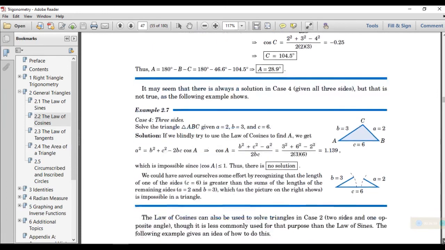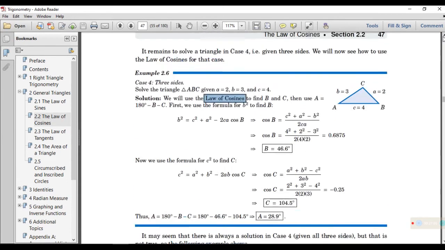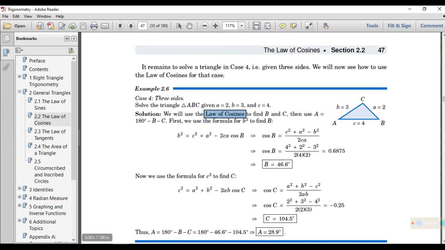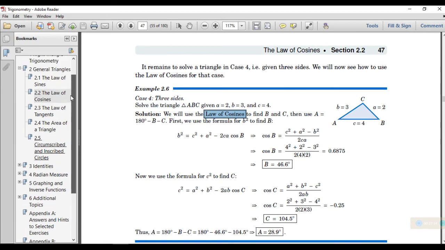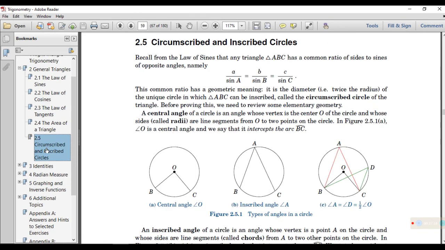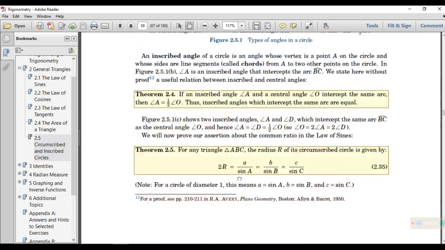Ito rin ba yan? Ay, hindi pala. Iba pala to. Iba na pala yun. Ayan. Ito pala yung 2.6. Kaya pala nagtaka ako kung bakit ganun. O, balikan natin yun dito sa circumscribed, inscribed. Kaya pala nagtaka ako, ba't pinakita ng book yung dalawa pang angles? Di mo mahalaga.